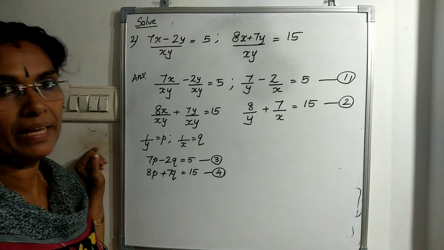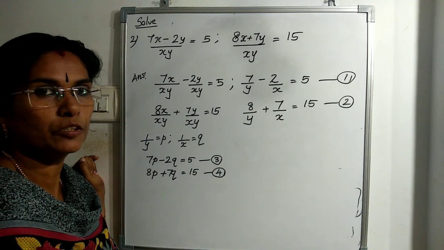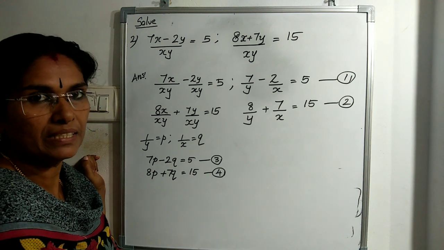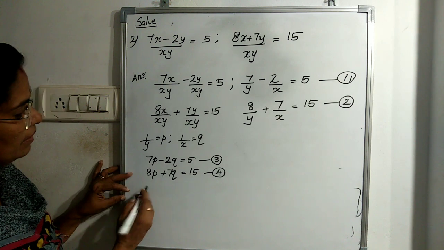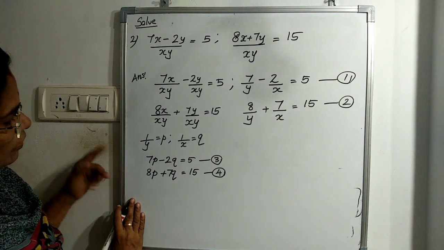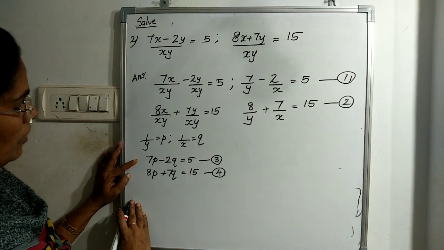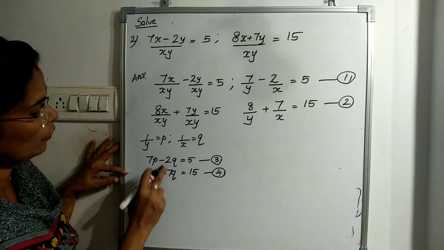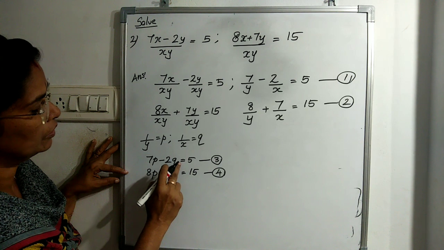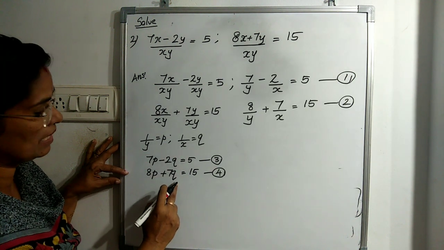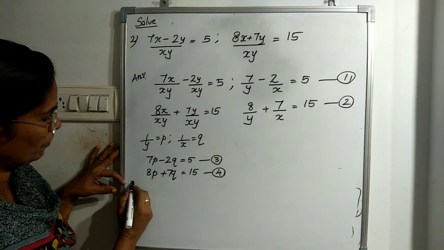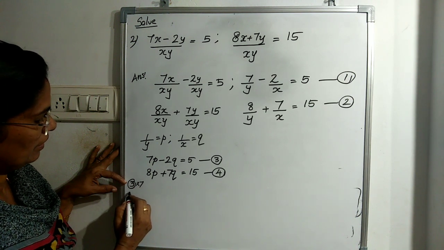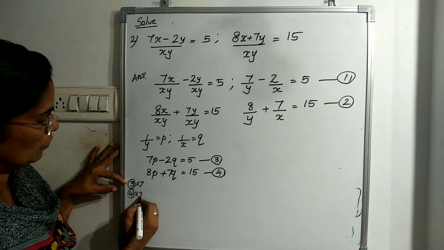Now we can solve by one method, substitution or elimination. I think here also the elimination method is easy. So we can make the coefficient of q the same, since 2 and 7 are there. Multiply equation 3 with 7 and equation 4 with 2.